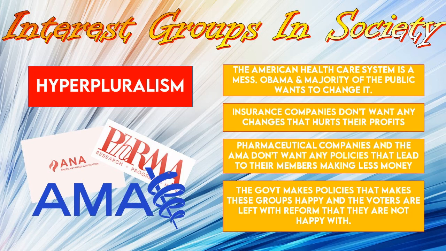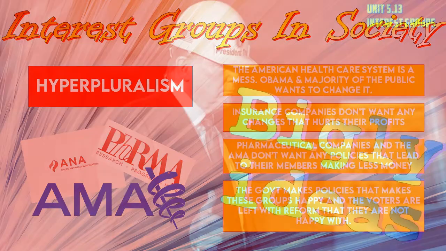It did make some major changes that people are happy about, but these interest groups definitely prevented major structural changes that would have helped a lot of people. So we see that hyperpluralism, while not necessarily true, we can see some reasons why people would suggest that interest groups are too powerful and dominate the policymaking.